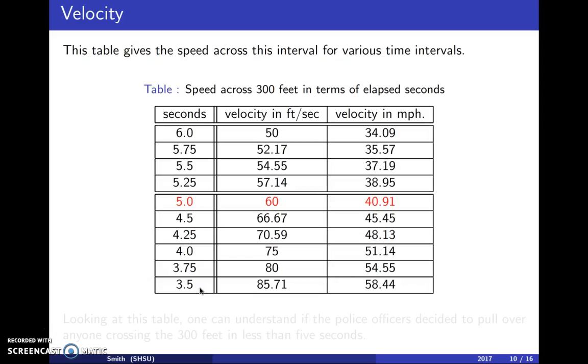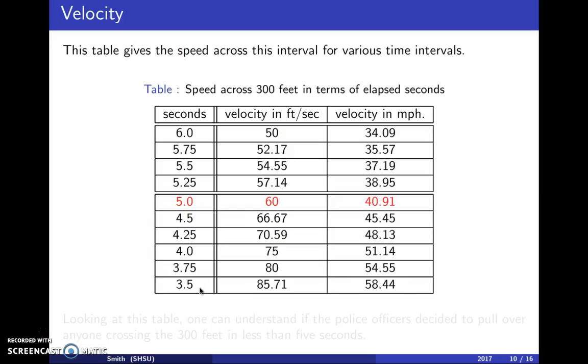And in fact, you can create a table. Here's a table. It has 3 columns. The first column on the left is the seconds elapsed to cover 300 feet. The middle column is a quick computation of the velocity, average velocity in feet per second. And then the last column translates average velocity into miles per hour.